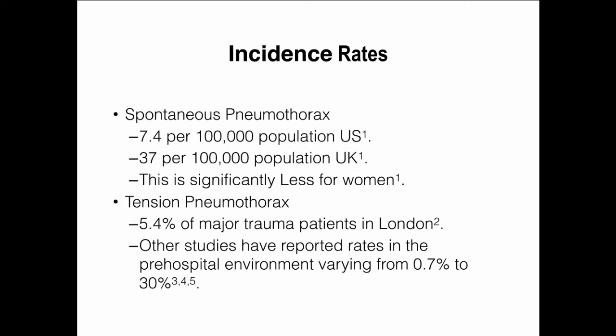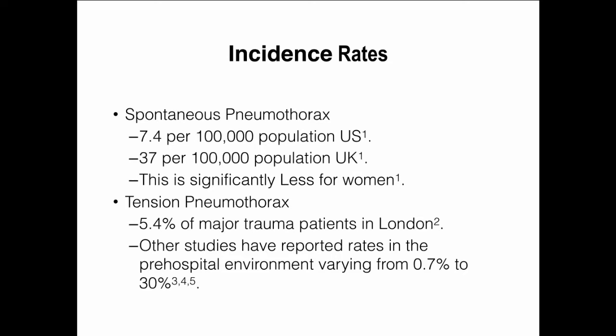So first of all, spontaneous pneumothorax. These are often medical causes, and it affects about 7.5 per 100,000 of the population in the US, and 37 per 100,000 of the population in the UK. It's notable that it's significantly less in women.